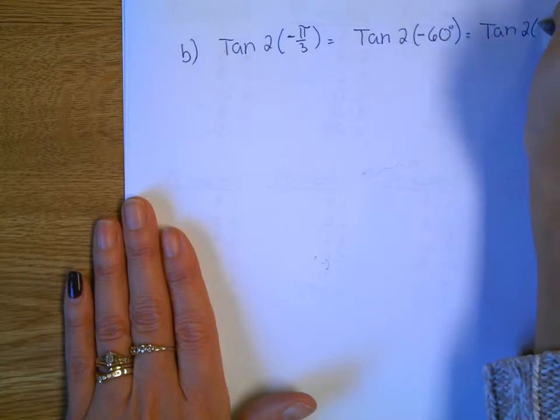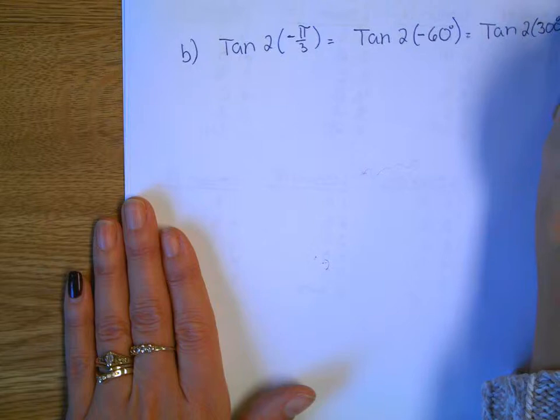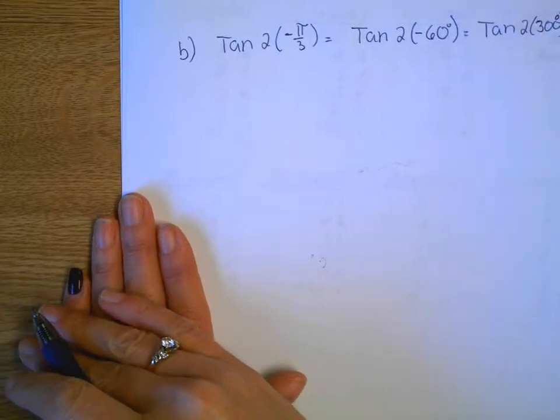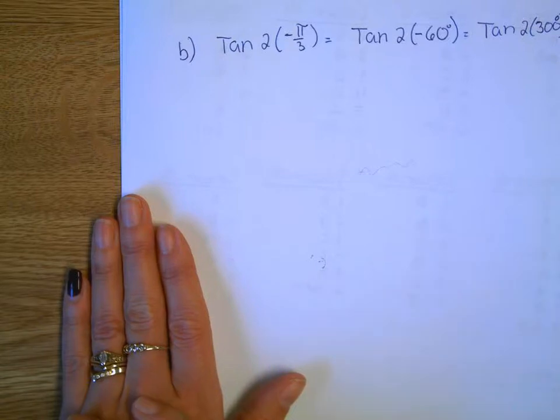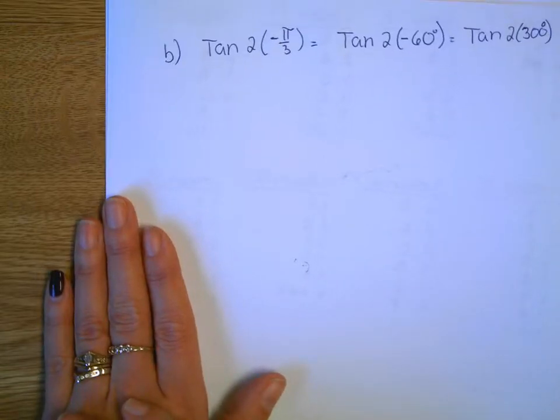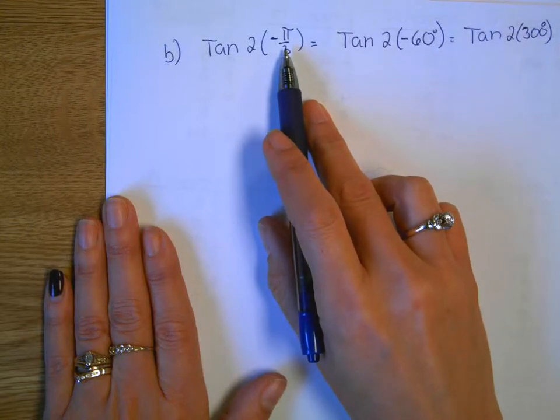2 times 300. Are we good with that? That's a big difference, yep, because negative 60 would be going around the other way, 300, land in the same spot. Where did we get the negative 60 from this? Converting radians to degrees, divide by pi times by 180.